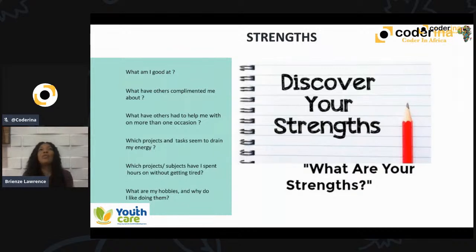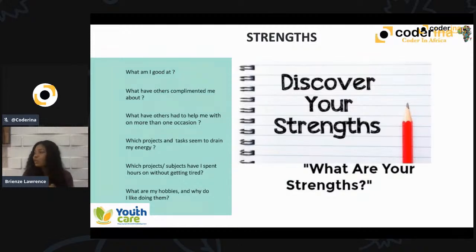What exactly is that one thing that you do without a sweat? Something that you spend so much time on, even realizing that you spend that much time on it, and even though it's challenging, you still enjoy doing it? Which project or task seems to drain your energy? Obviously, that wouldn't be part of your strength. What's that project or that subject that you spend hours working on? What's that subject that you can teach?